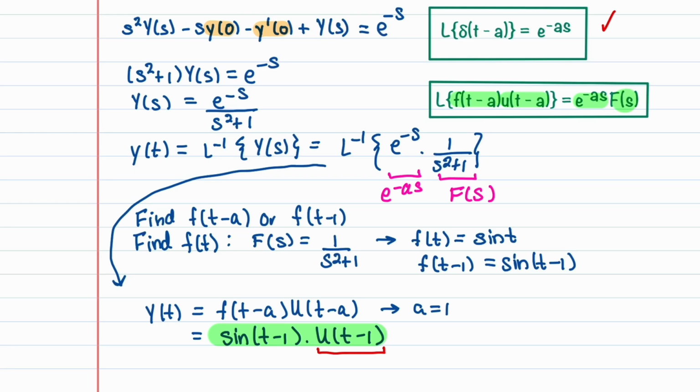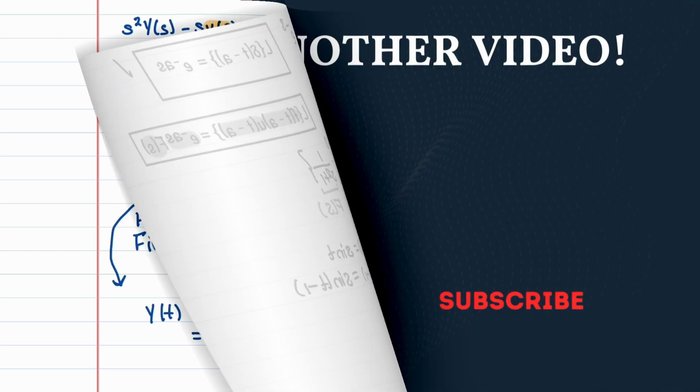Notice that because of our step function right here, our system is at rest until t is equal to 1. And then at that instant, the forcing function strikes and the spring begins oscillating sinusoidally and continues that oscillation forever. And that's it. You now know how to model discontinuous inputs using step and delta functions and know how to solve differential equations with these types of inputs.